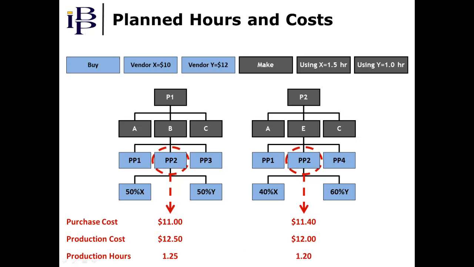This screen shows how these inputs are used to calculate both costs and production requirements relating to purchase part 2. Differences in vendor allocations result in different average purchase costs. For product 1, the average cost is $11, while for product 2, the average cost is $11.40. Now these same differences between product 1 and 2 also result in different average production costs as well as average hours.